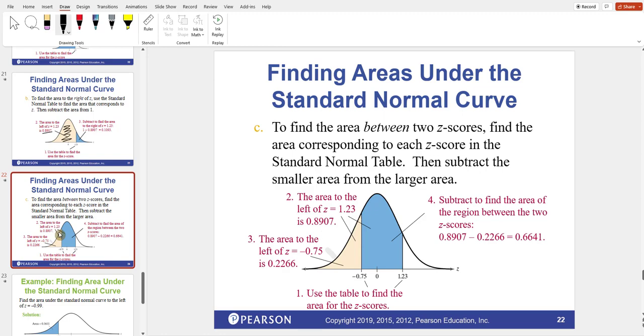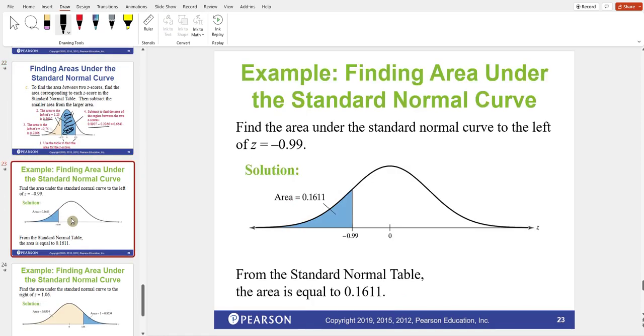Now, if you want to find the area between two scores, it's kind of tricky, but it's just a little extra work. So let's say I wanted to figure out the area between negative 0.75 and 1.23. This is a standard normal. I want this area in blue. The first thing I'm going to do is find the area to the left of 1.23. That area is 0.8907. Then I'm going to find the area to the left of negative 0.75. I get 0.2266. And then I subtract these numbers. I take 0.8907 minus 0.2266. I get 0.6641. So the area between these two values is 0.6641.